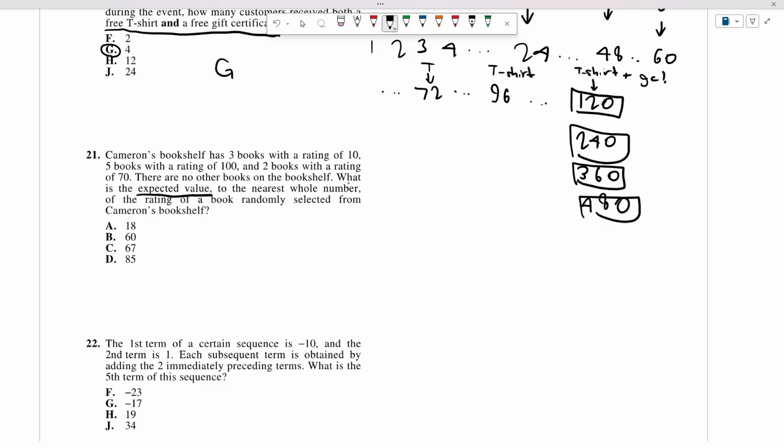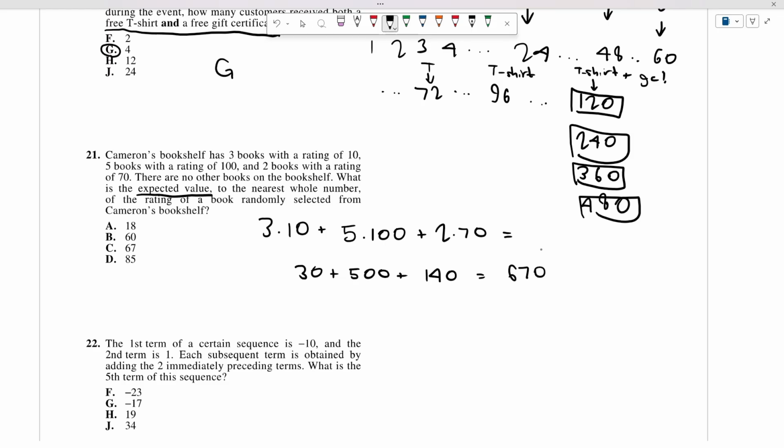So if you have 3 books with a rating of 10, we're going to add up what all of our ratings are. We have 3 books with a rating of 10. We have 5 books with a rating of 100. We have, I'm sorry, 2 books with a rating of 70. I want you to add all of those up. You can do it in your head or in the calculator, but you would get 30 plus 500 plus 140. That gives me 530 plus 140, which is 670. That's our total rating.